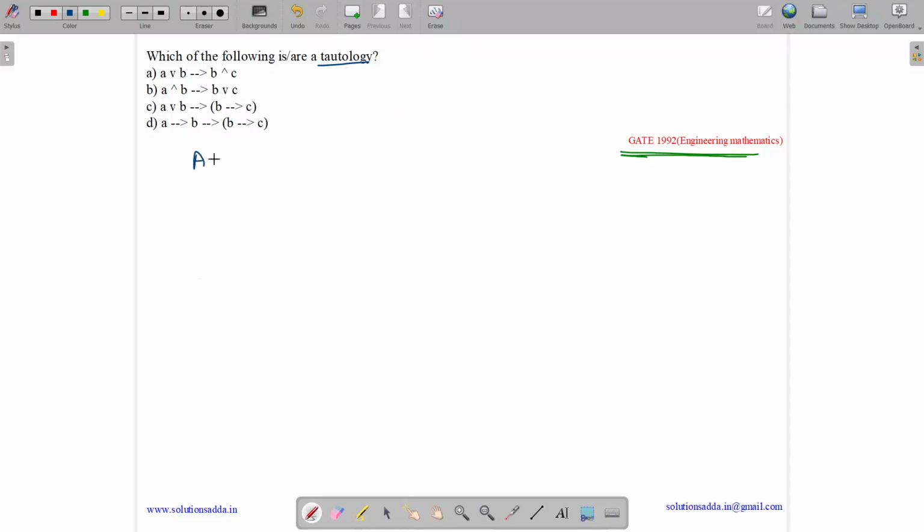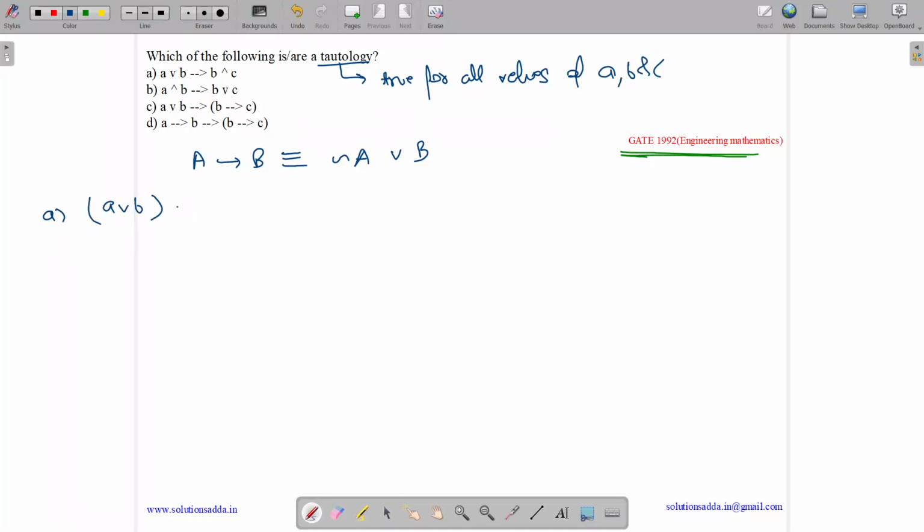So how can we expand A implies B? A implies B is equivalent to negation of A or B. So let us try to expand each one of them. What is the meaning of tautology? Tautology means it is true for all values of A, B and C. So applying this formula, let us take it like X implies Y, so that it does not create any confusion. If we have X implies Y, then it's equivalent to negation of X or Y.